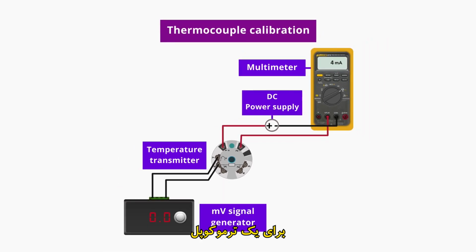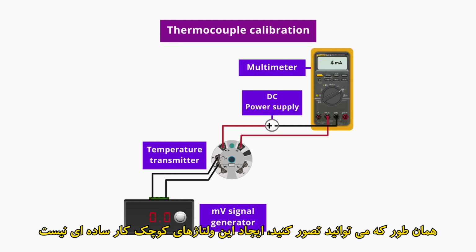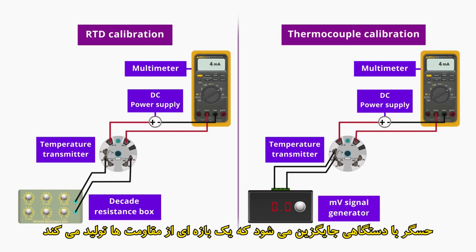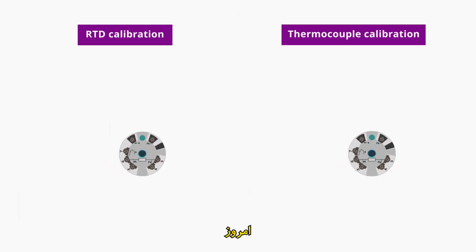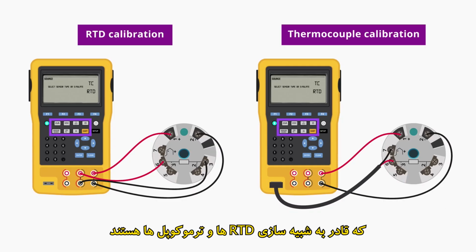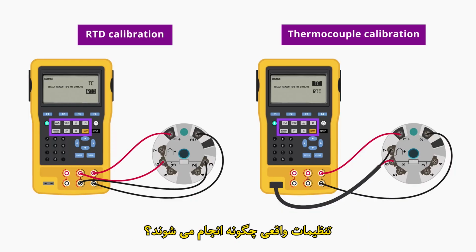For a thermocouple, the sensor is replaced by a device that produces a range of millivolts. As you can imagine, it's not easy to create these small voltages. For an RTD, the sensor is replaced by a device that produces a range of resistances. Historically, the device that produced a range of resistances was a decade box. Today, we've got signal reference calibrators that can output a variety of electrical signals that can simulate RTDs and thermocouples, making it much easier to calibrate temperature transmitters. How are the actual adjustments performed?